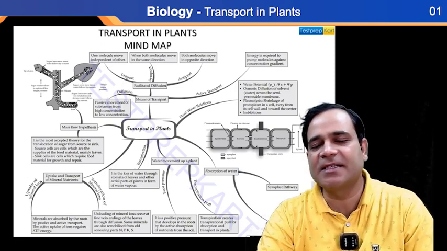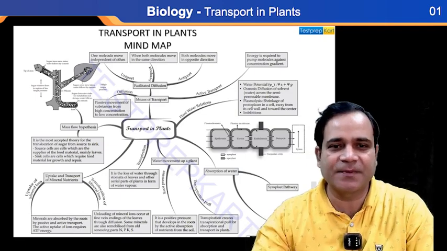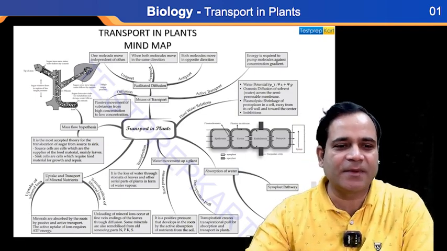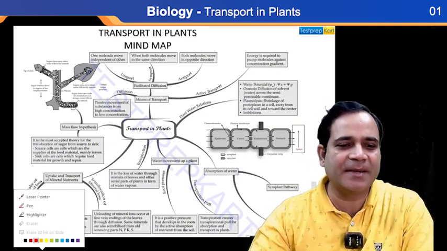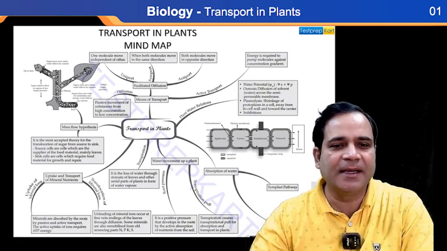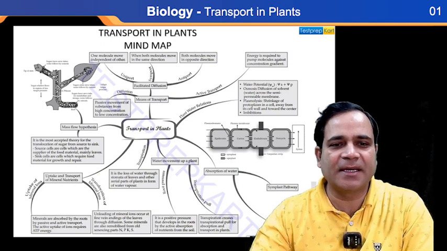So, first we discuss the means of transport. First, you have to know what we should discuss in this mind map. Let's see first what I am going to discuss here.